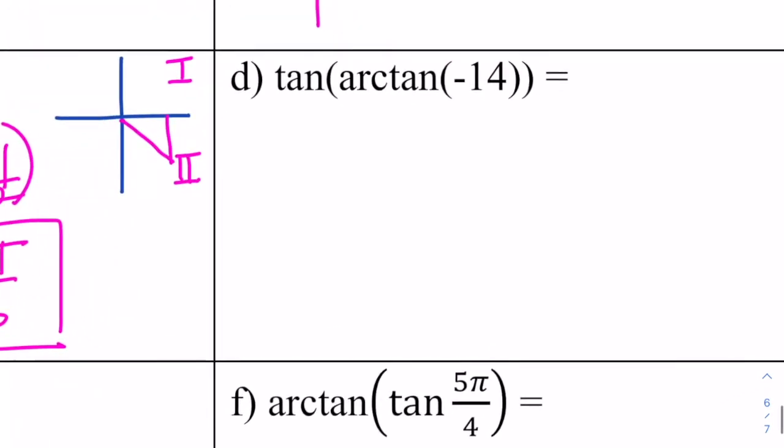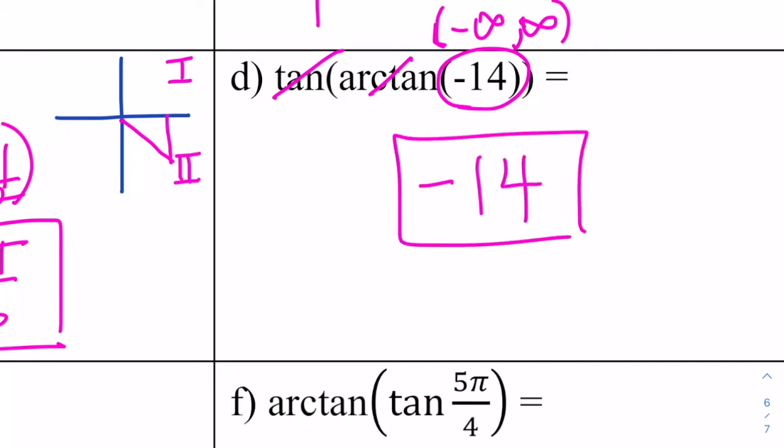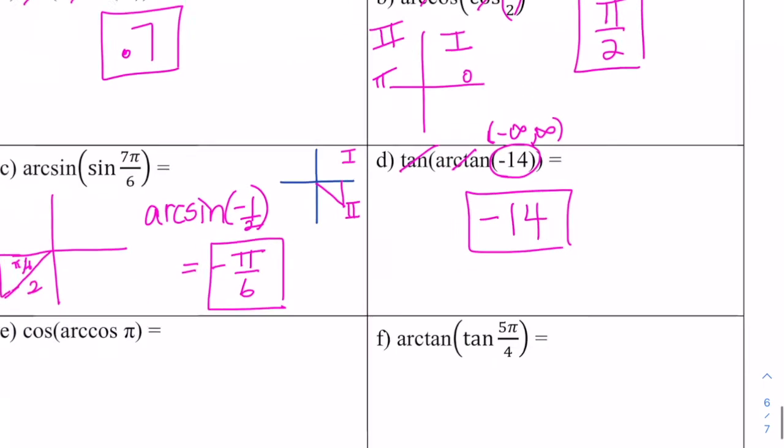So here we have arc tangent of -14. Well, it seems like a weird number, but arc tangent does not have a restriction on its domain. Remember, it will go from -infinity to infinity. So -14 actually works just fine. So tangent and arctangent cancel each other out, and we are left with -14.